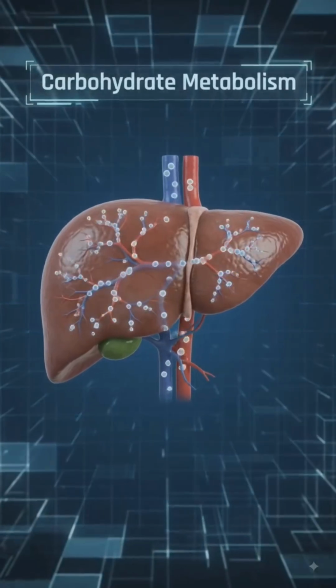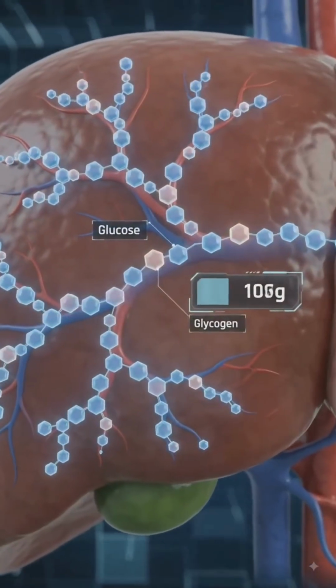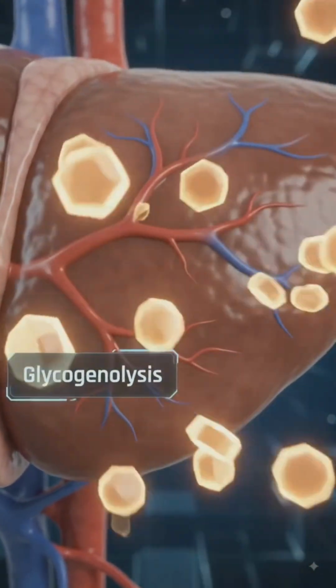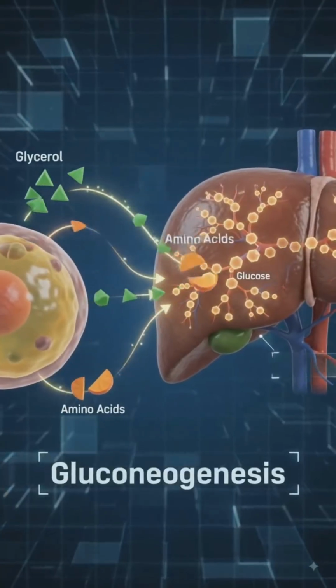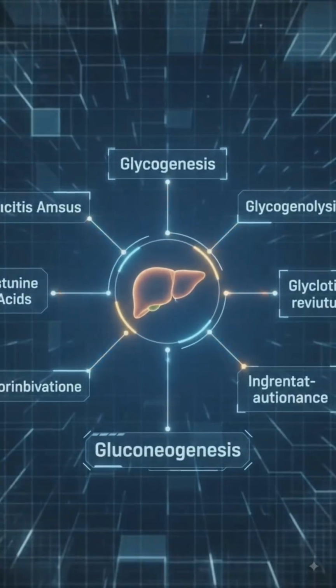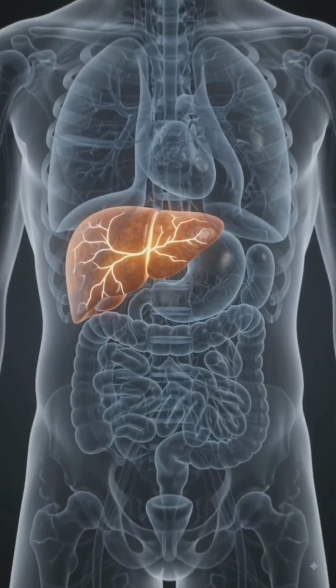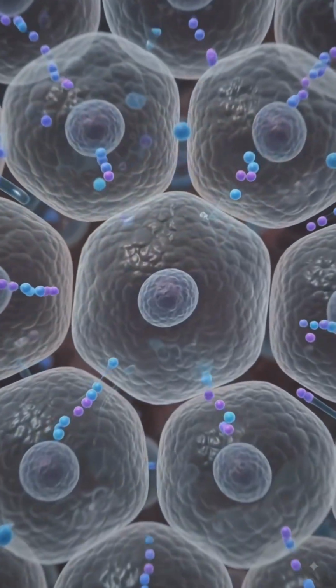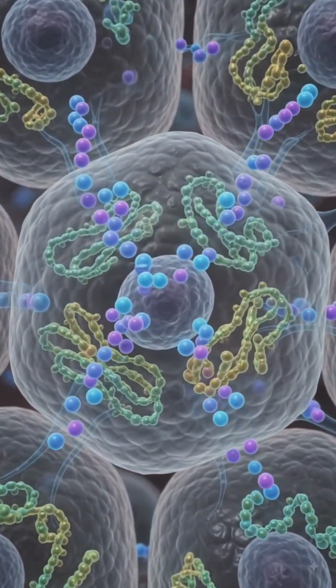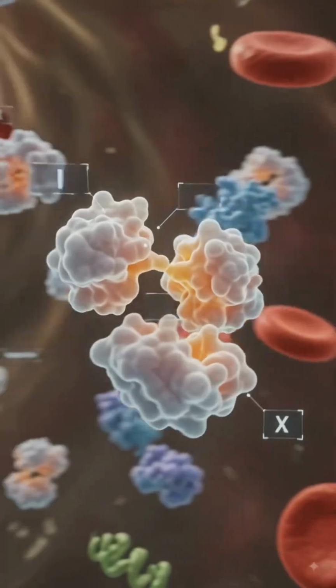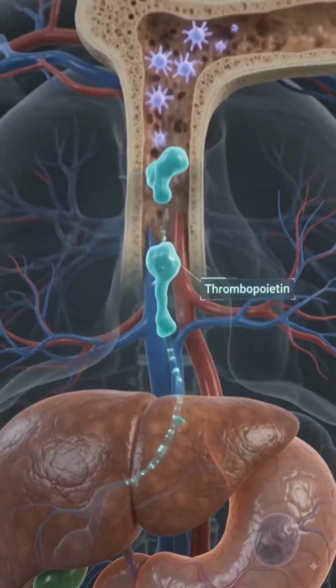The liver regulates carbohydrate metabolism. It stores glucose as glycogen. It breaks it down when needed. It also creates new glucose from non-carbohydrates. The liver is the mainstay of protein metabolism. It synthesizes most plasma proteins, including vital clotting factors, and regulates platelet production.